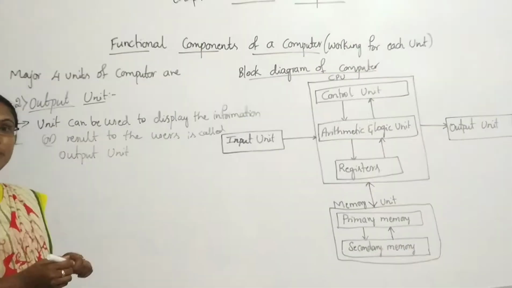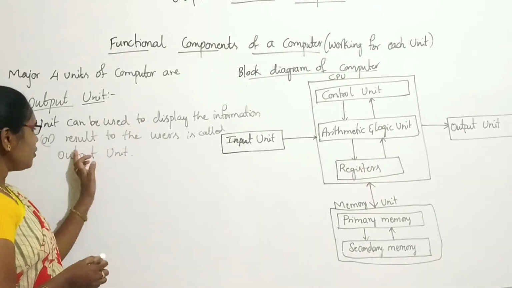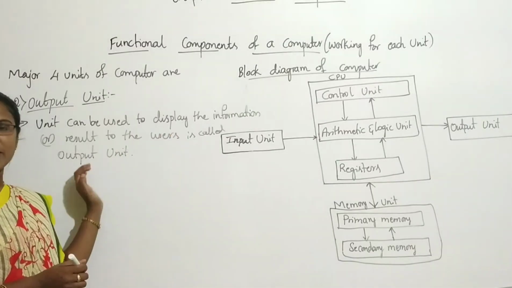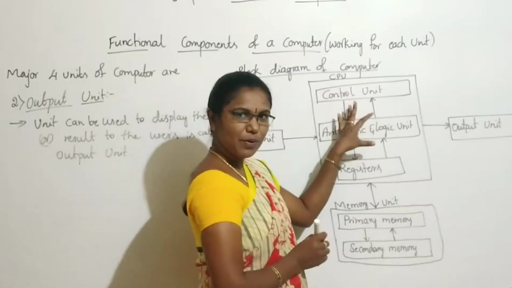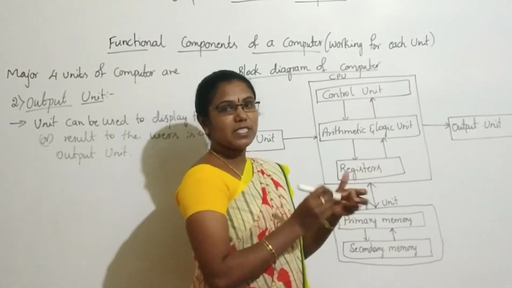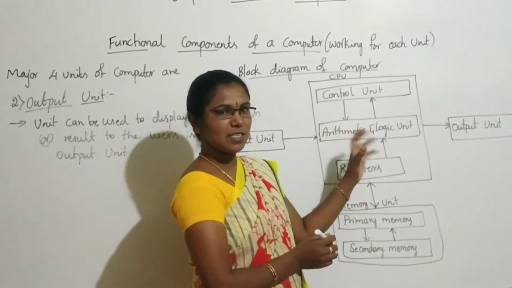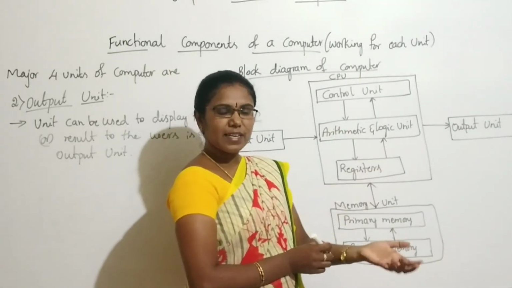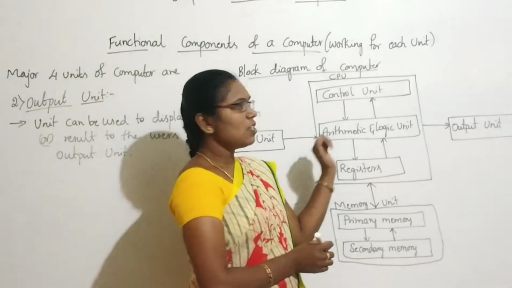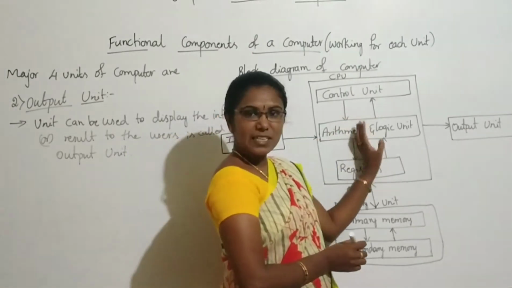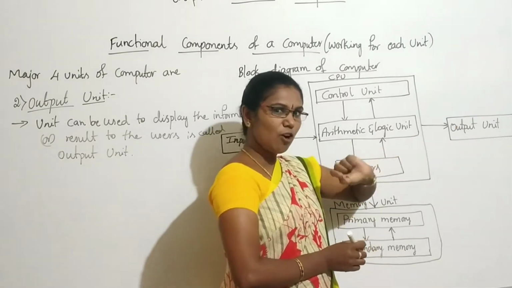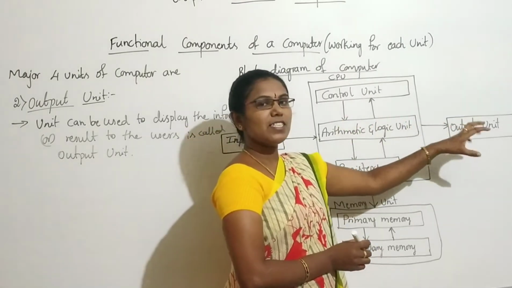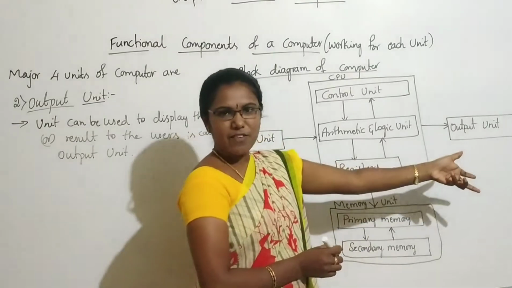The unit that can be used to display the information or result to the user is called an output unit. Means after processing the data in the CPU, whatever results are generated in the CPU, the user wants those results because they take some decisions based on the results. So that's why the CPU sends that result to the output unit. Then what is the use of the output unit? We are receiving the output from the CPU and we are seeing it on the output devices.